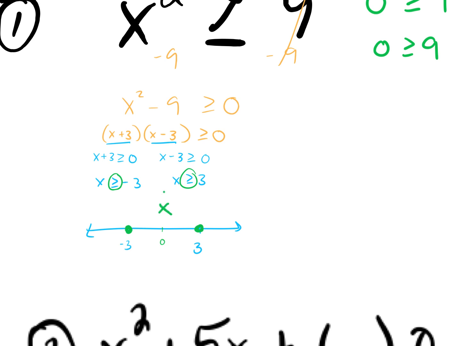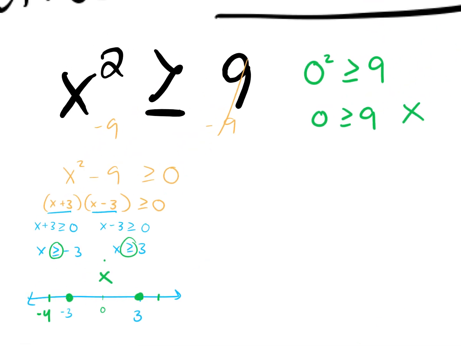Let's just check the outsides to be sure. What's a number outside of my two key points that I could pick? Let's do negative 4. So we have negative 4 squared is greater than or equal to 9. So 16 is greater than or equal to 9. Is this true? Yep. So we're going to color on the outside. If you want to be super, super sure, you could plug in positive 4 and check that one too, but that's going to work also. So we're talking about the outsides.